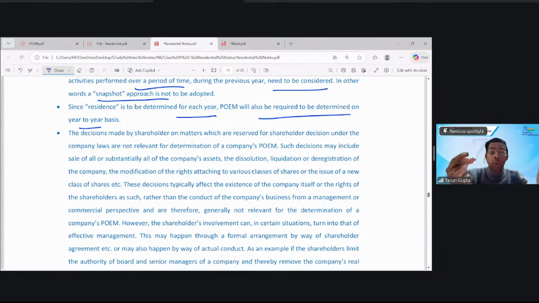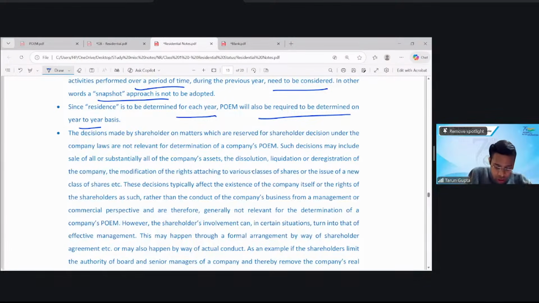See, whether to liquidate a company, to give more rights to the shareholder, meaning to change the class of the shares issued, whether to amalgamate with another company or not, all these reasons are reserved for the shareholder. These are not relevant. What is relevant is where the key management and commercial decisions for the business of the company as a whole are taken.